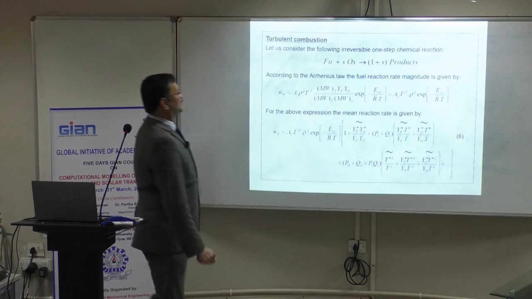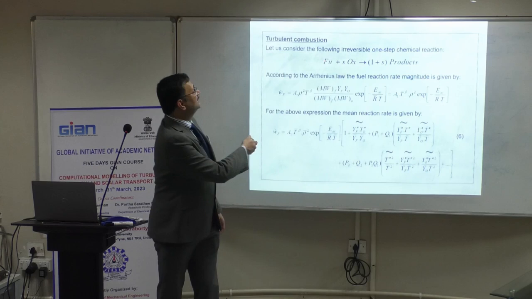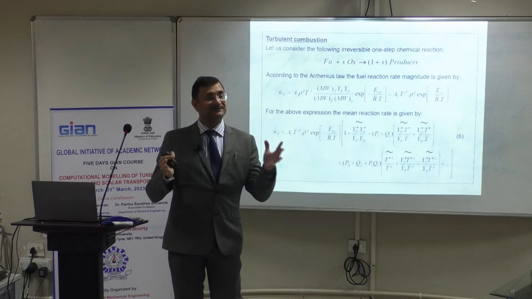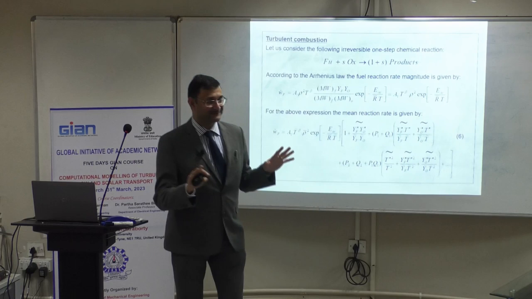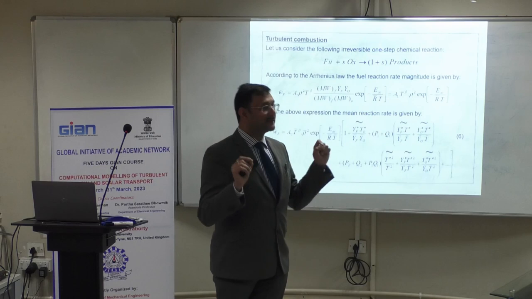Now, let's revisit the modeling of the chemical reaction with a source term. Let's say a very generic chemical reaction. Okay? 1 unit mass of fuel, S unit mass of oxidizer. Obviously, mass remains constant for a chemical reaction. I'm sure you have done that in chemistry. So it gives 1 plus S unit mass of products. Happy? It's a balanced chemical reaction, conserving matter.